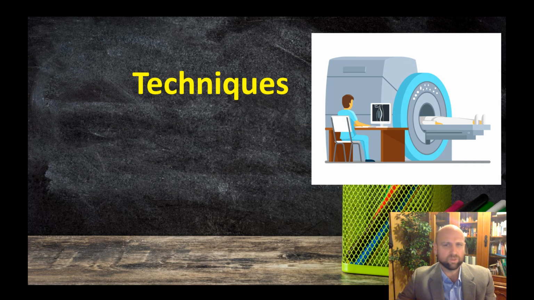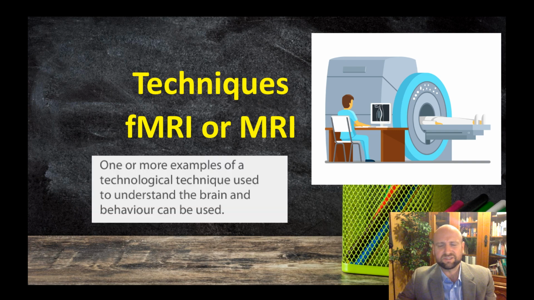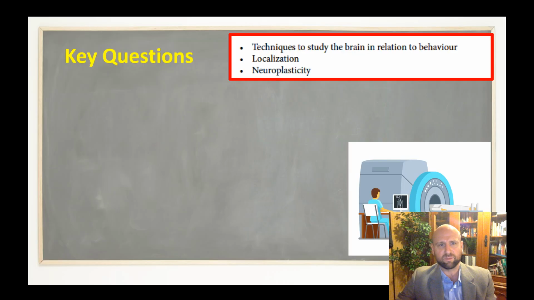So, techniques. Which techniques do we choose? My first tip is choose fMRI or MRI. The reason for that is I think you definitely want to choose something that's to do with technology, and this is why I would choose one of these two. The image we see here shows one or more examples of a technological technique. This comes straight from the IB guide. So things like a true experiment, a case study, animal study, post-mortem study, I wouldn't be using these because they're not about technology. So I think fMRI and MRI is really what you need to focus on here. So that's tip number 1.